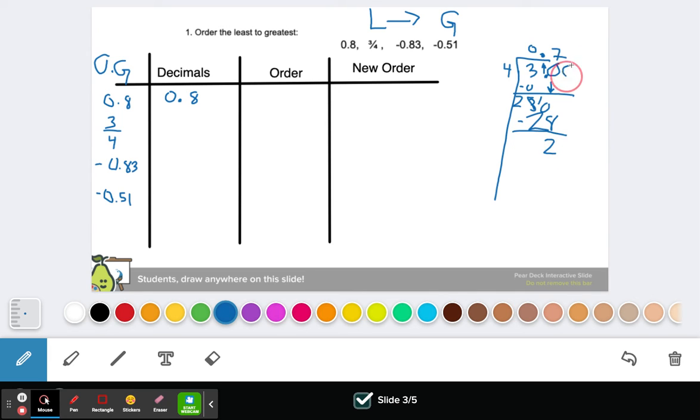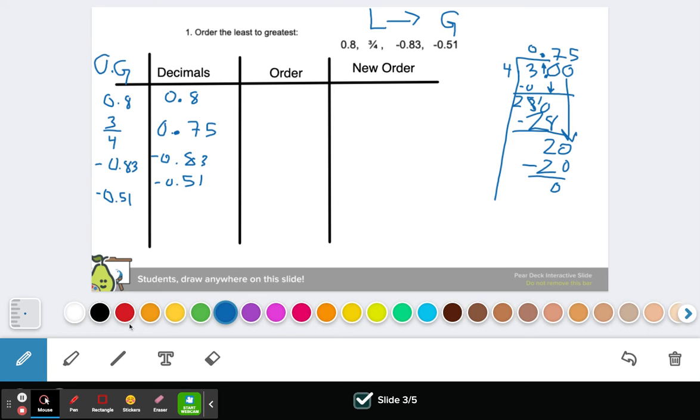I can continue my division by adding another 0, bring it down. 4 times 5 gives me 20. And that is 20. Subtract and I get 0. I was looking at this too. So then here I get 0. Trying to keep them aligned, 75 hundredths. Then my next one is negative 0.83. And my next one is 0.51 hundredths.